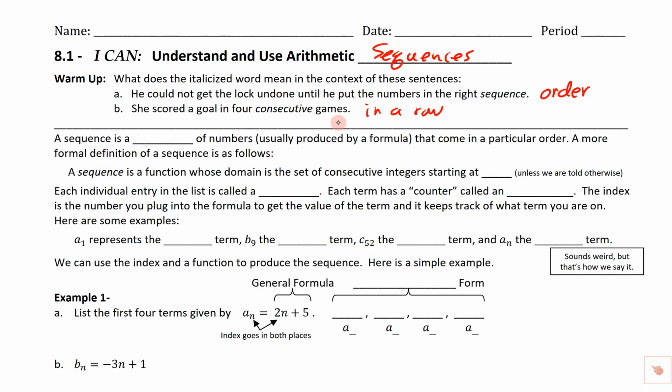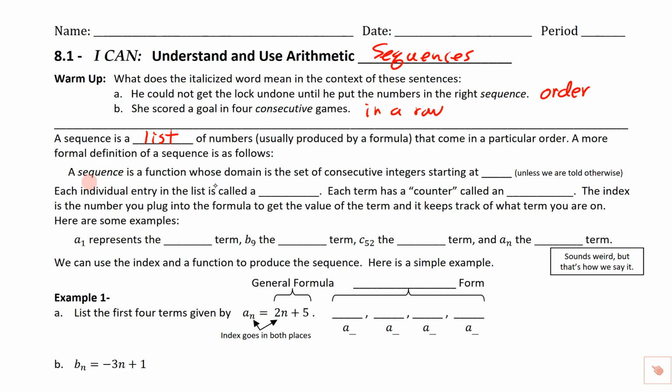So when we talk about consecutive, we're talking about things that come one after the other right in a row. Now, a sequence is a list of numbers. If we put it really simply, it's just a list of numbers. Any old list of numbers would do, but we're usually talking about ones that are produced by a formula and they come in a particular order. And this is kind of a more formal definition of what a sequence is.